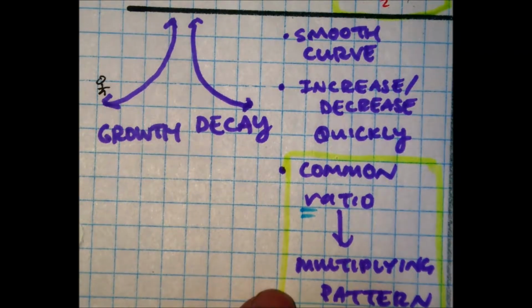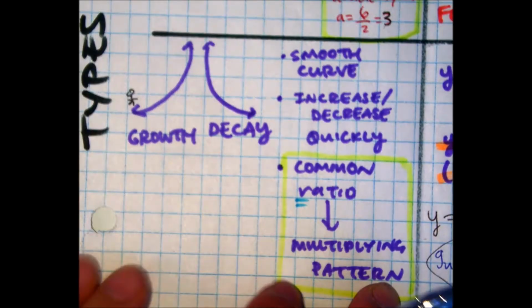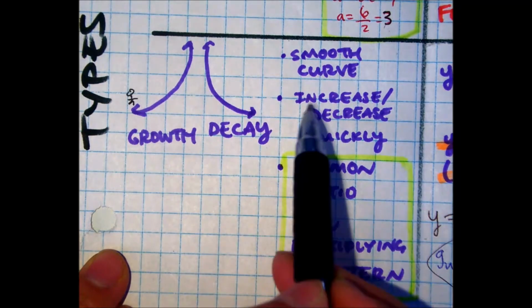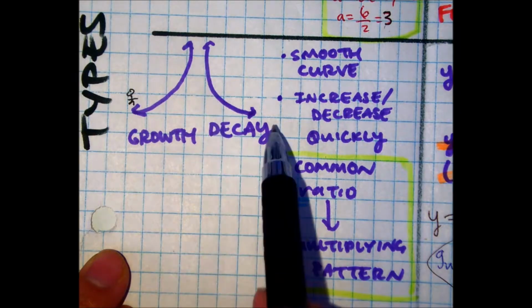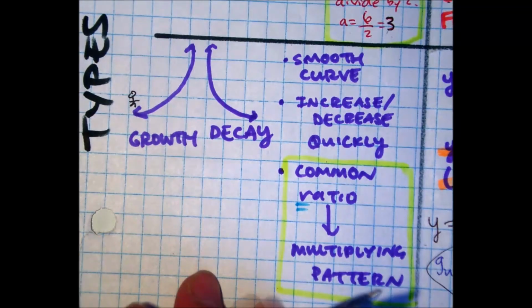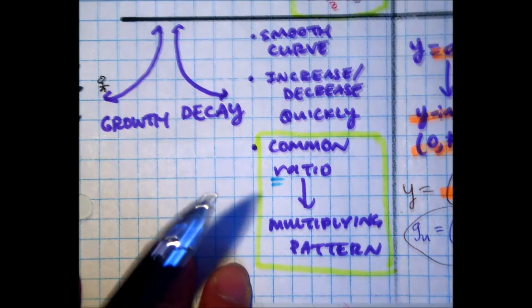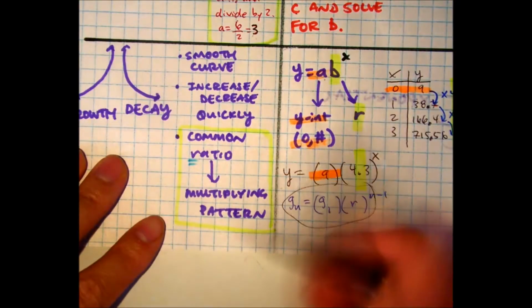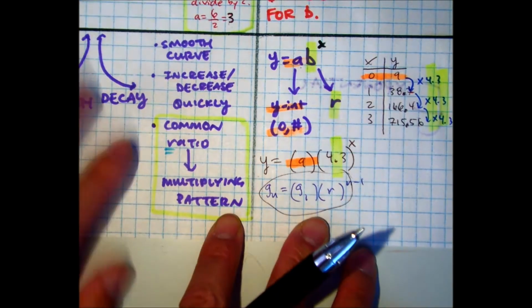Well, how do you know what exponential graphs look like? How can you recognize them visually? Well, they're smooth curves. They increase or decrease very quickly. And when you look at a table of values, they have a common ratio. It's a multiplying pattern.